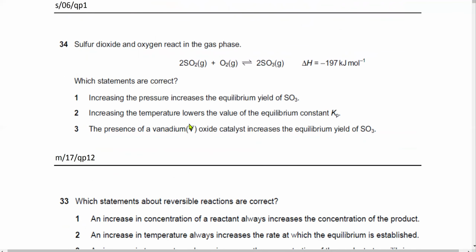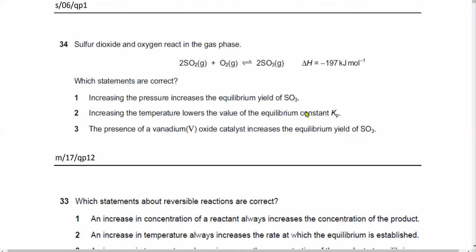Which statements are correct about this? Increasing the pressure increases the yield of SO3. Does it? If you increase pressure, there's going to be less gas formed. So it prefers the side with less gas, right? So one is correct.